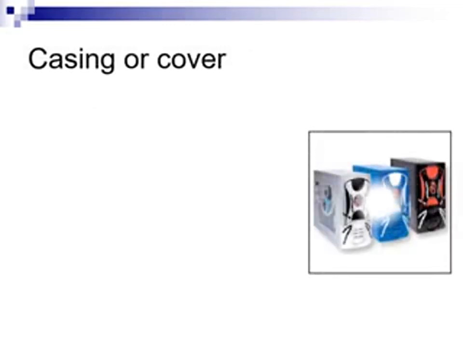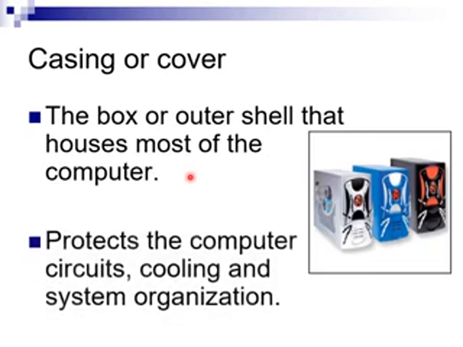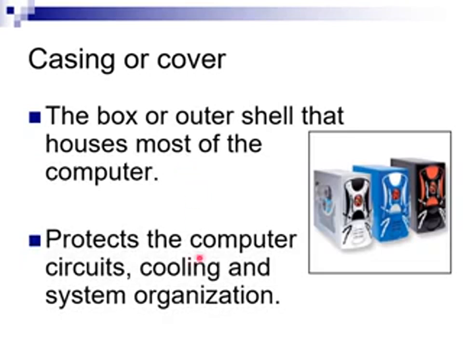Now here is the casing, which is the box or outer shell that houses most of the computer parts. It protects the computer circuits, the cooling, and the system organizer.